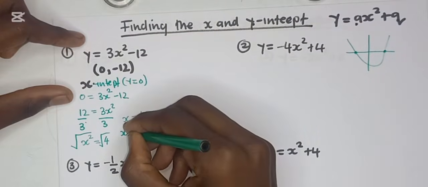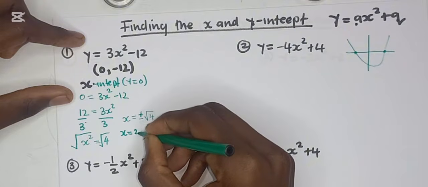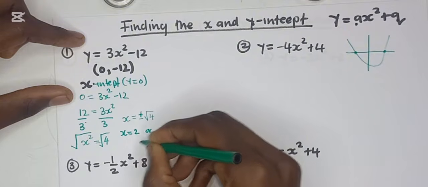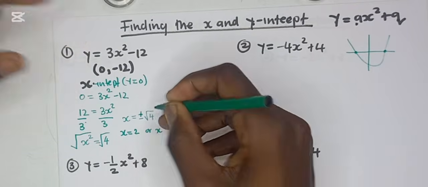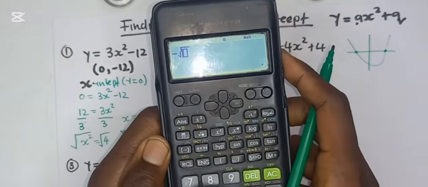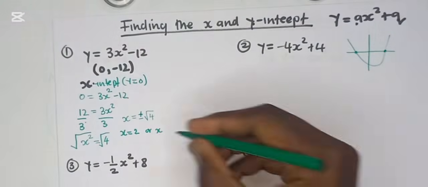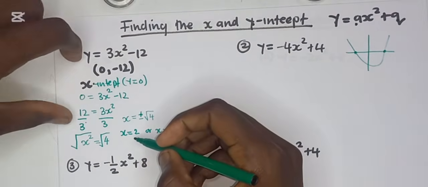So our first x is going to be equal to the square root of 4. When it is positive, it's going to give us 2. Or our value of x is the negative square root of 4, and I'm going to get -2. Perfect. So these are the two x-intercepts.